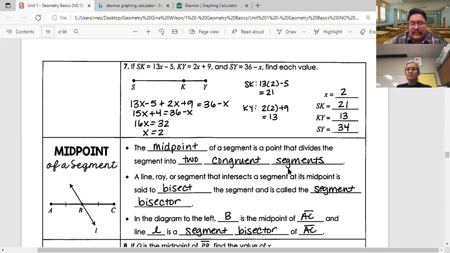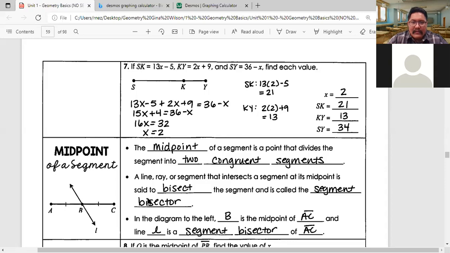So that means that I have two strings that are the same size. They're both exactly half of it, but that's the point of it. Now here I have a diagram, and let's read what it says about it. A line, ray, or segment that intersects a segment at its midpoint. Now remember, only a segment can be bisected because lines go on forever and a ray also goes on forever. Now we bisect that segment and call that the segment bisector.